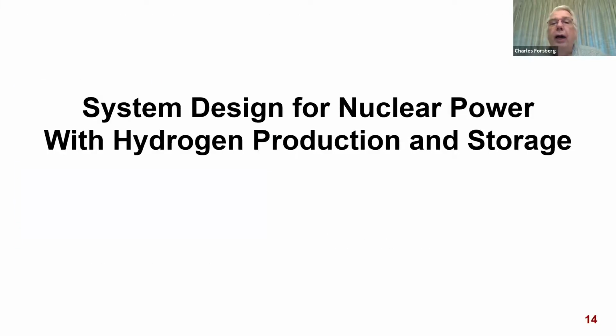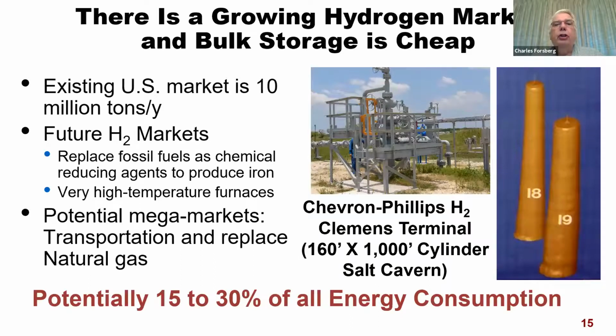Let us now look at nuclear power with hydrogen production and storage. There are 2 components that we must remember about hydrogen. First, there's potentially a very large hydrogen market. The US market is currently 10 million tons per year. There are several future hydrogen markets that are almost assured in a low carbon economy.